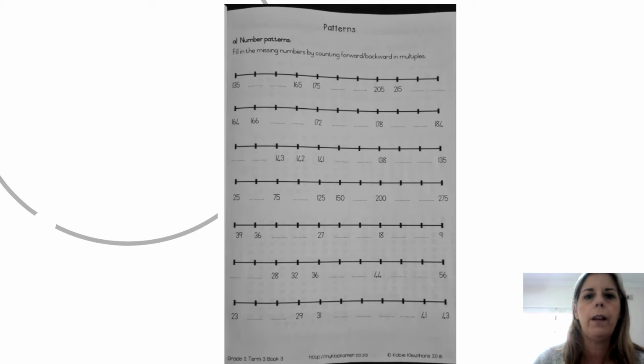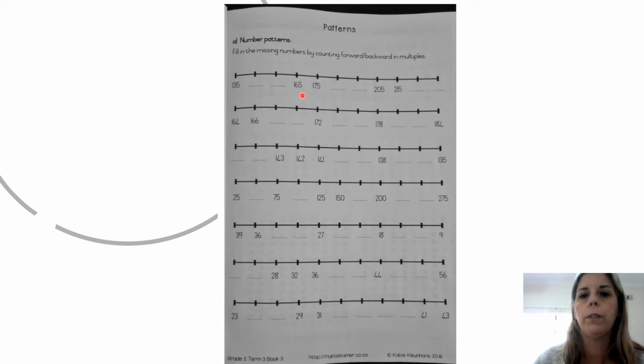We have number lines, and on the number lines you can see numbers with missing numbers as well. And it's not telling you what it's counting in, so you need to look at the clues that are given to you. The best clues is to find two numbers that are next to each other. So in the first number line, there are a set of numbers that are next to each other, 165 and 175. And then you can figure out the rule for the pattern.